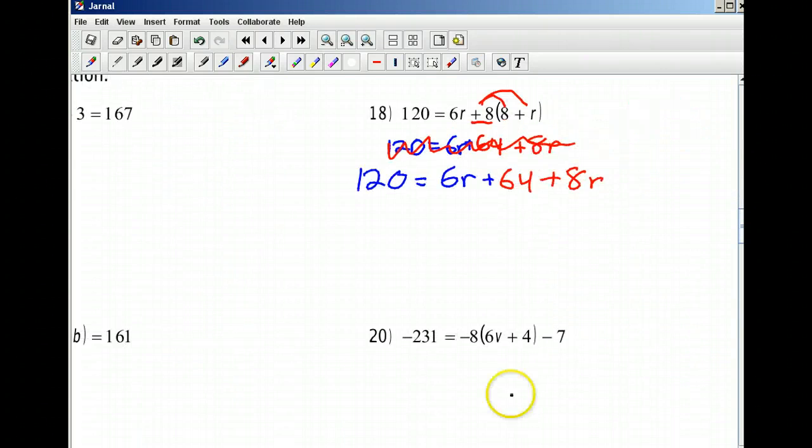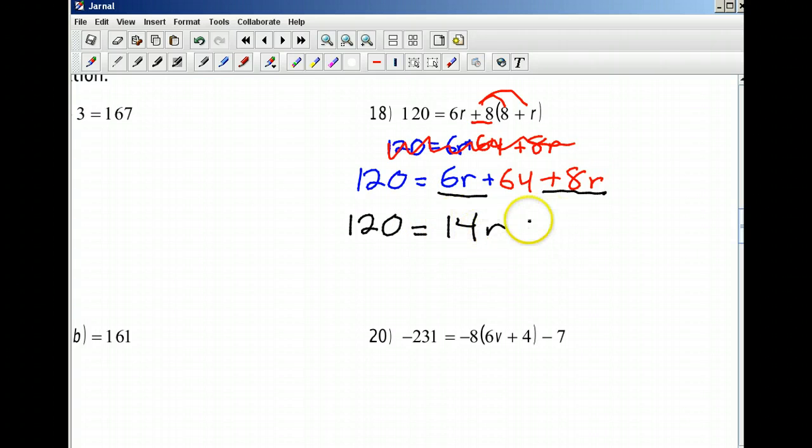Same idea. So on the same side, 6r, 8r. What do we get? 6r and 8r is 14r. And then add 64. Okay.